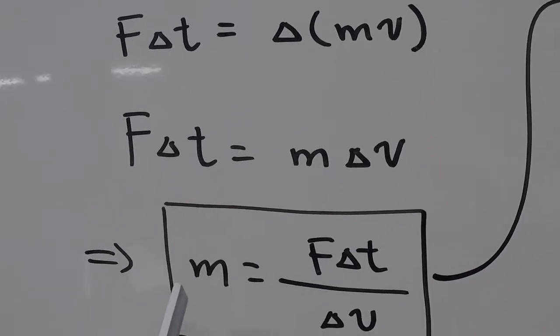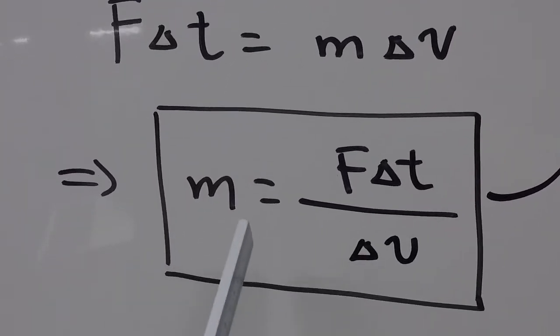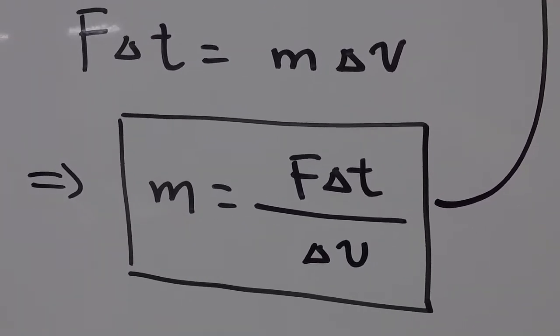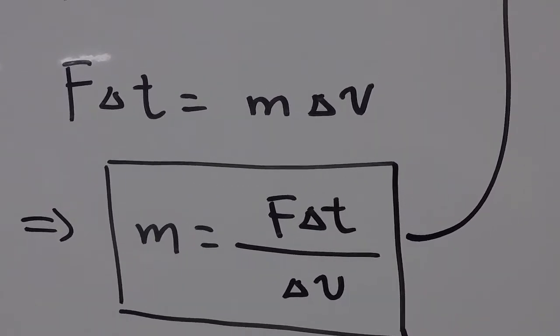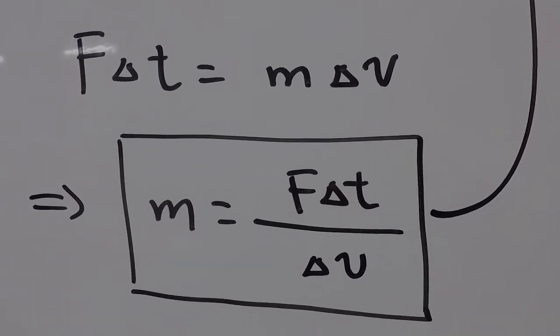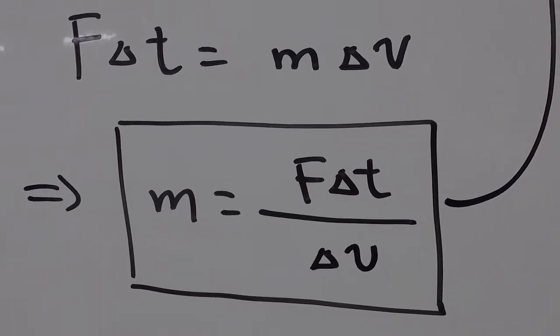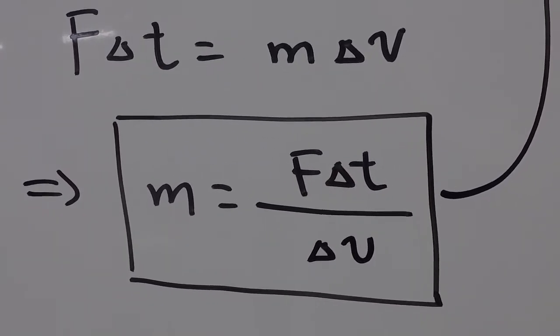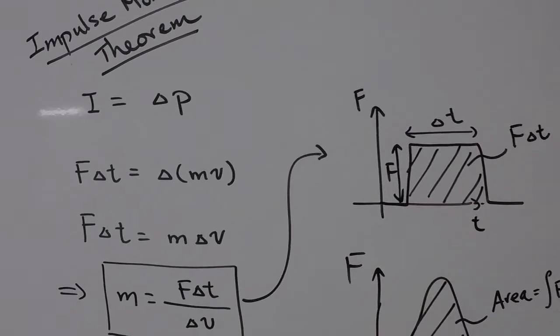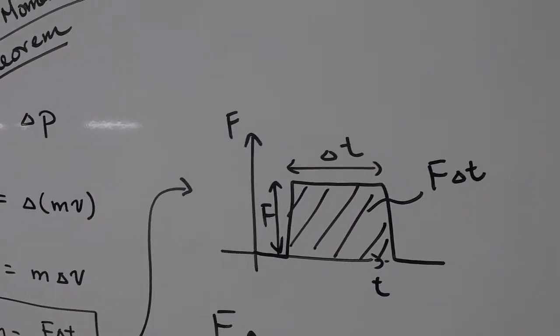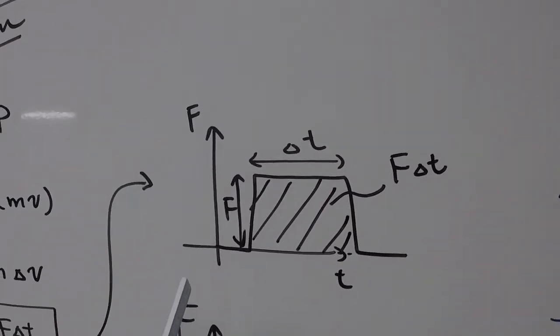Finally, we can isolate m, and m becomes F times delta t divided by delta v. This means if the impulse momentum theorem holds, then this equation must be verified. In other words, you can find the mass of the object by applying a force and seeing how the velocity changes. Now this is a fairly simple case because we have considered F to be a constant.